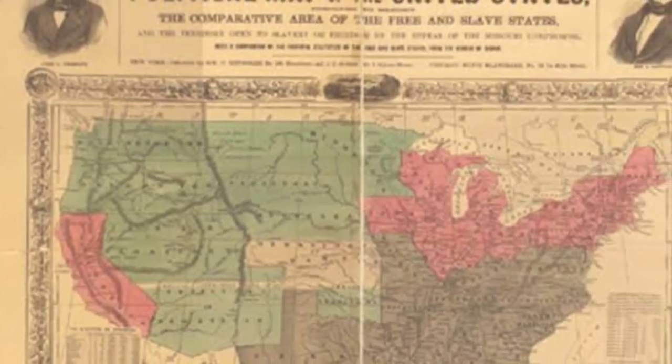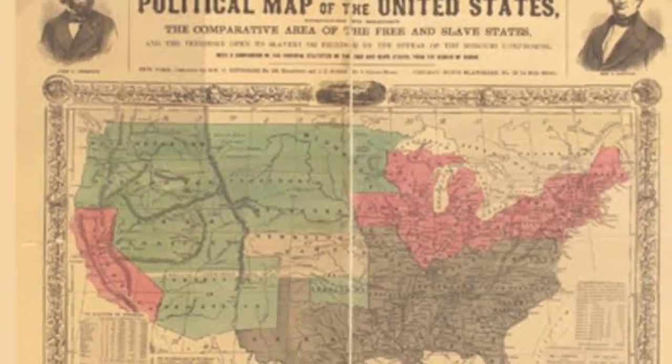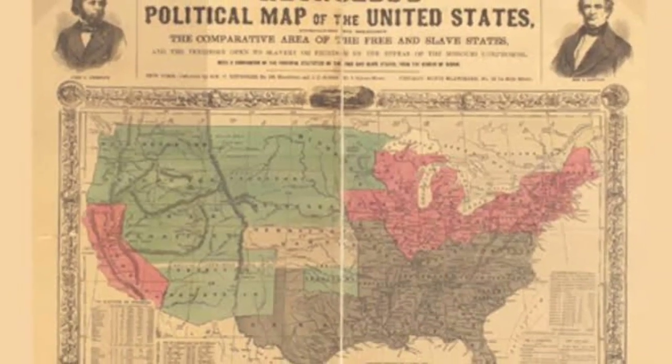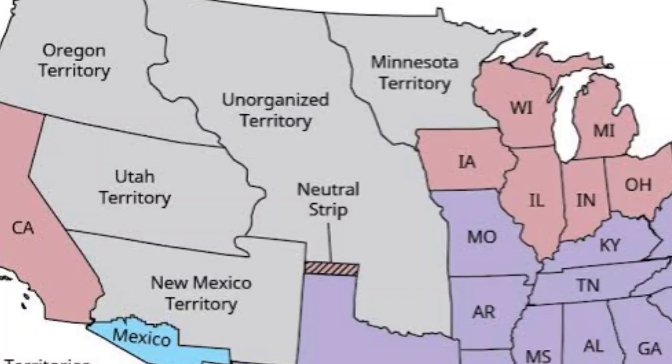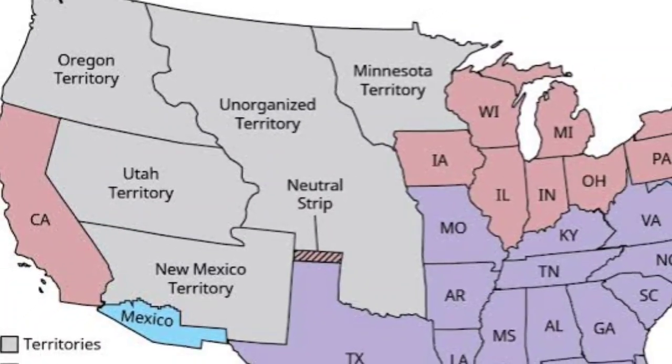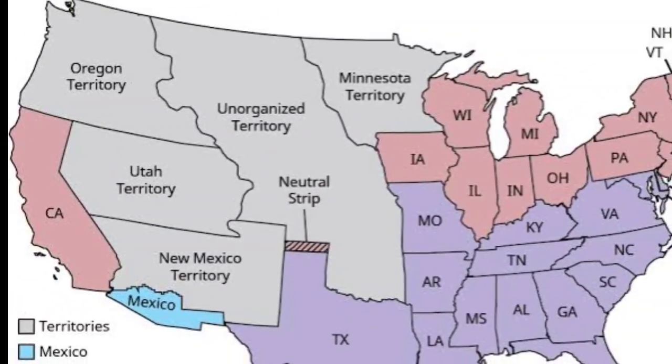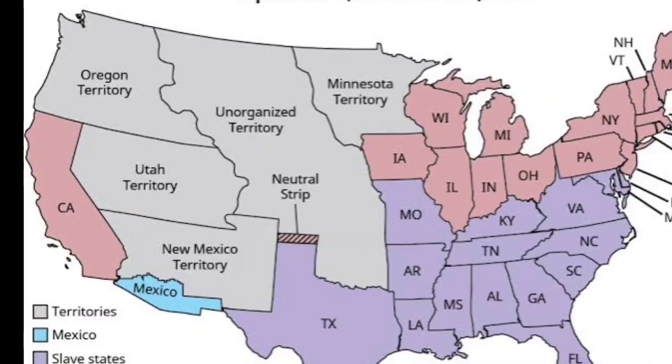The Kansas-Nebraska Act and Bleeding Kansas. The Kansas-Nebraska Act of 1854, proposed by Senator Stephen A. Douglas, effectively repealed the Missouri Compromise by allowing settlers in Kansas and Nebraska to decide for themselves whether to allow slavery, a concept known as popular sovereignty.